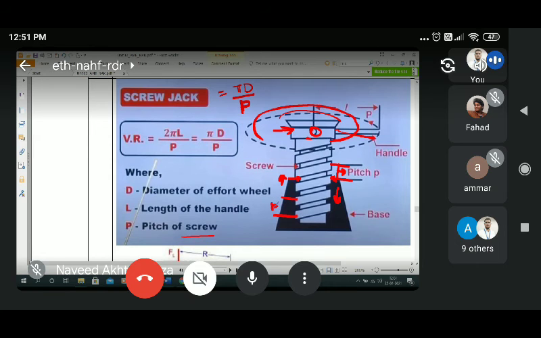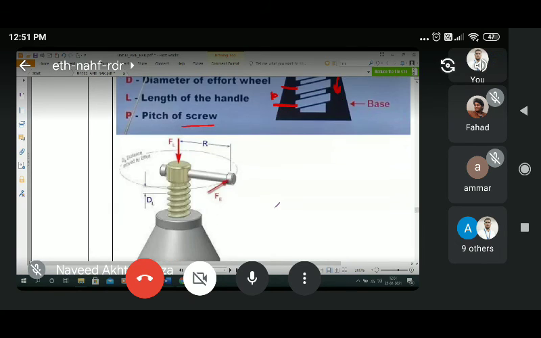The velocity ratio for a screw jack is nothing but the circumference of your top, that is pi into d, if it is circular, and it is always circular, you can see here, and we are rotating it either clockwise or anti-clockwise to lower or lift a load, divided by the load lifted by the screw, that is the rotation of your pitch. That is the velocity ratio of your simple screw jack.